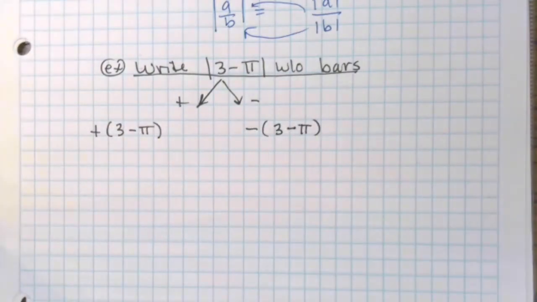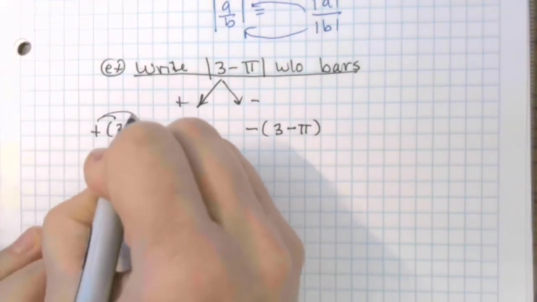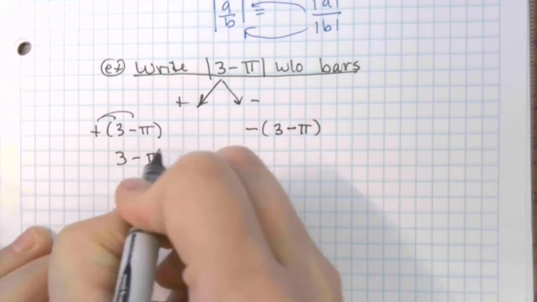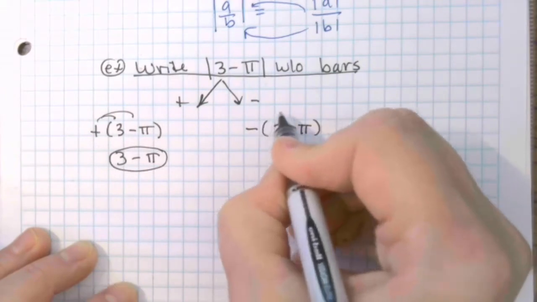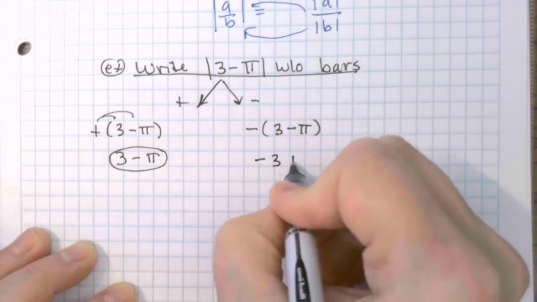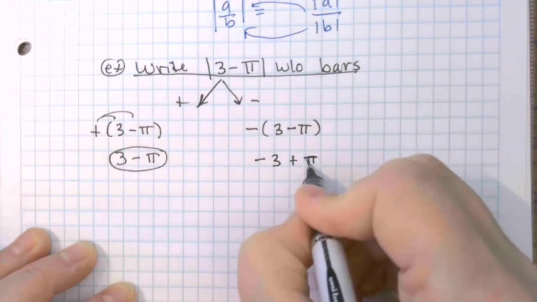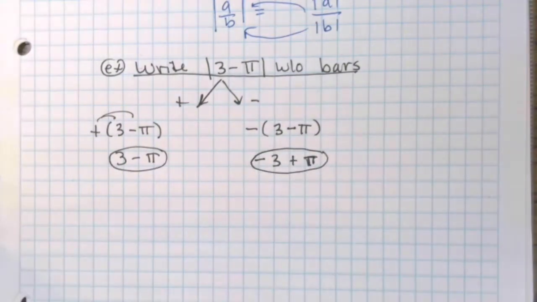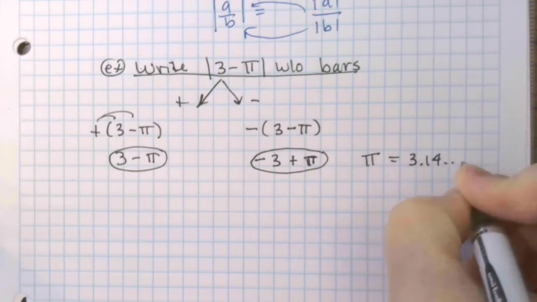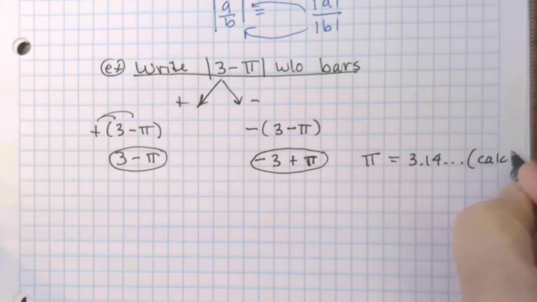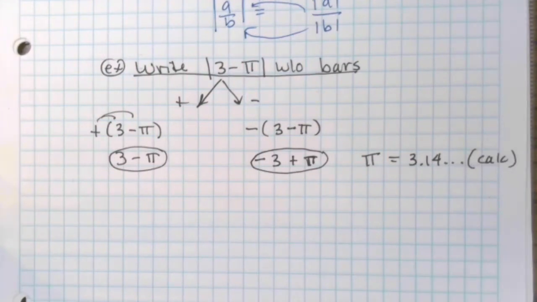Notice that the bars go away when you split it to evaluate. So distribute the positive, nothing changes. 3 minus pi is one of our answers. And then here you're going to distribute the negative, so you get -3 plus pi as your other quantity. Now, if they want you to actually give a numerical value without the pi symbol, you would need to substitute pi, 3.14 ... but you'd want to do it on your calculator so that you have all 39 decimal places.